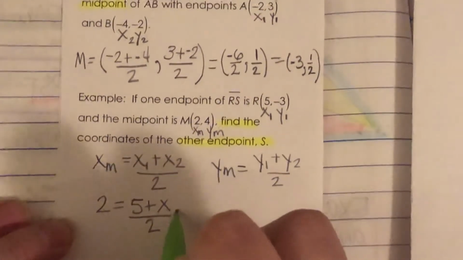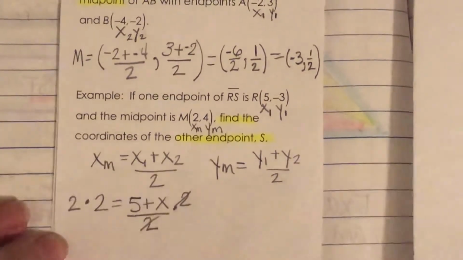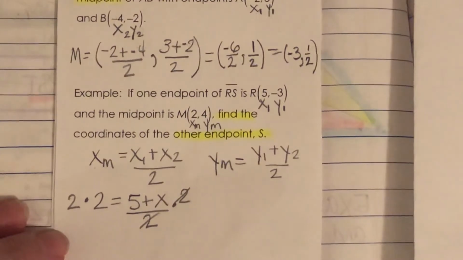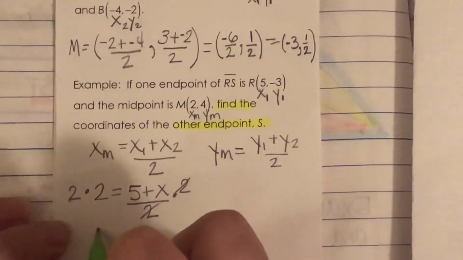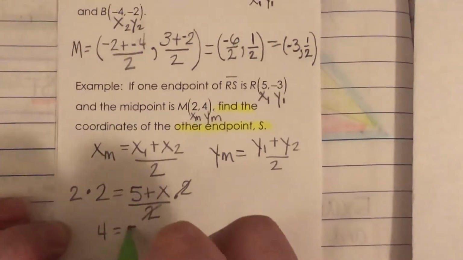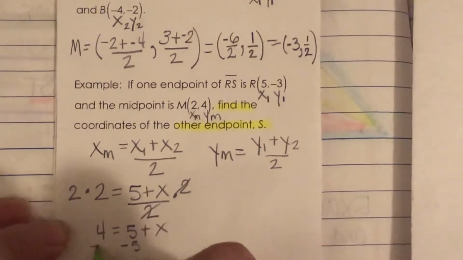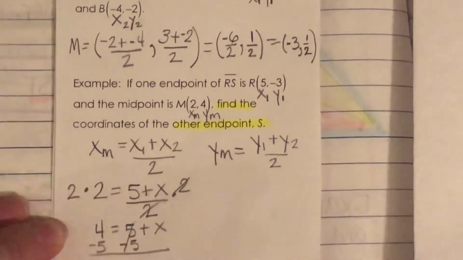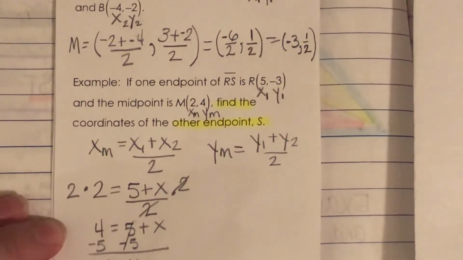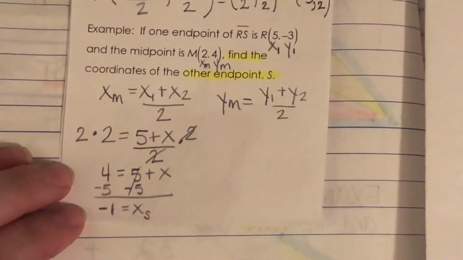I'm going to multiply by 2 because I don't like this double fraction. What I do to one side, I have to do to the other. So the first step you're always going to do when you do this problem is multiply by 2 once you get all your numbers in there. 2 times 2 is 4 equals 5 plus X. Now I'm going to simply subtract my 5. 4 minus 5, -1 equals X. There's the X value of my S coordinate. This is the X value. I'm going to go ahead and just put an S there. This is my X value for S.